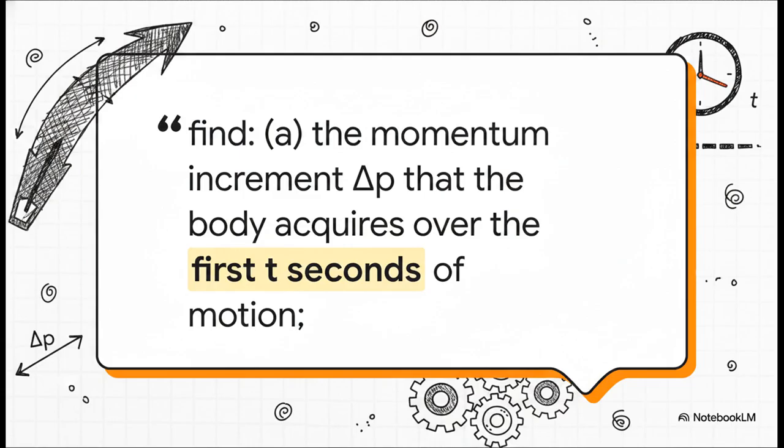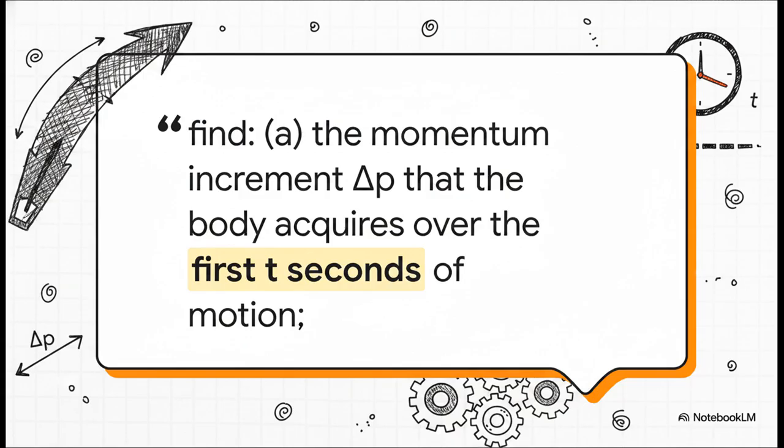Okay, so this is the challenge. We've got a body, mass m, thrown with some initial velocity, v0, at an angle. The problem asks for two things. What's the change in its momentum after some time t? And what's the total change in momentum over its entire flight? Now, I know what you're thinking. You're probably picturing breaking down vectors, calculating trajectories, finding final velocities. But hold on. There's a much, much simpler way to do this.